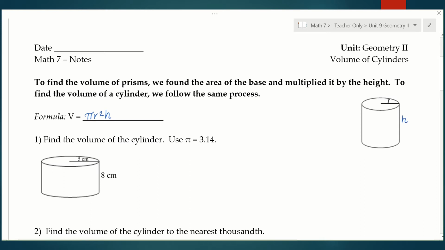Just like in previous lessons that we've done with circles and cylinders, we have to pay attention to what we're using for pi. A quick reminder: if it says to use 3.14, use 3.14. If it says to round, that means you're using your pi key. And if it says to leave it in terms of pi, that means you're just leaving pi alone and putting it at the end of your answer. We'll see all three of those directions as we go through the examples today.